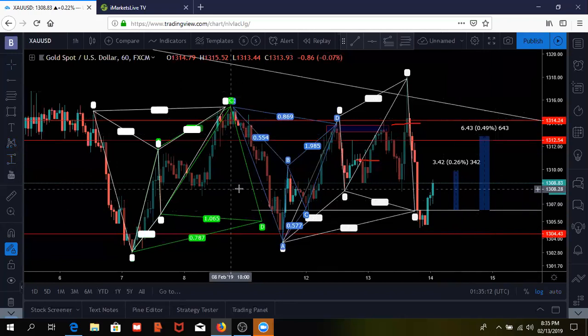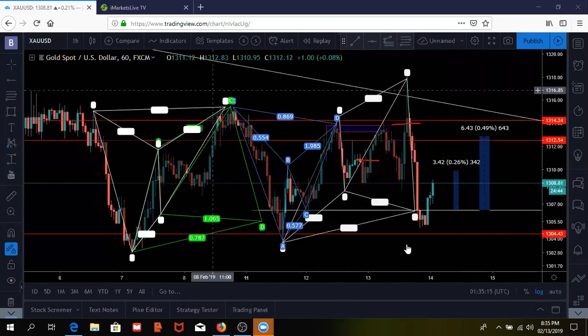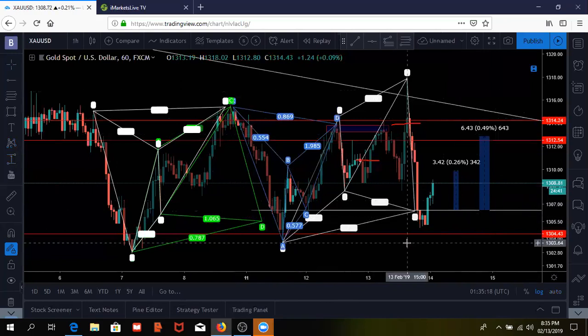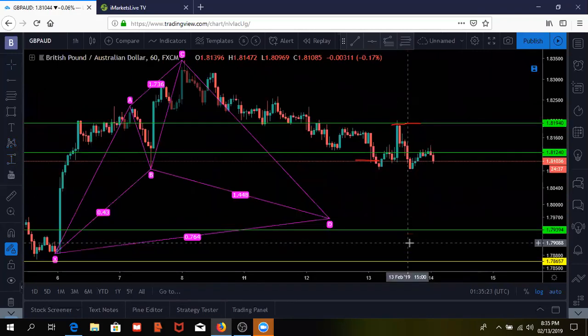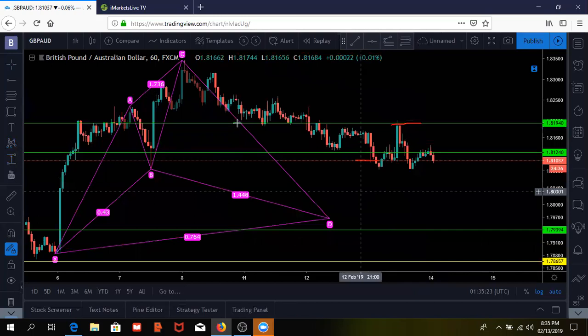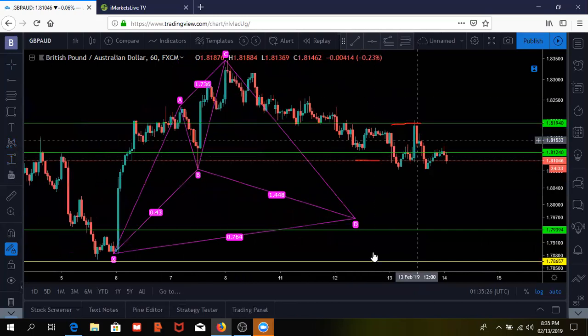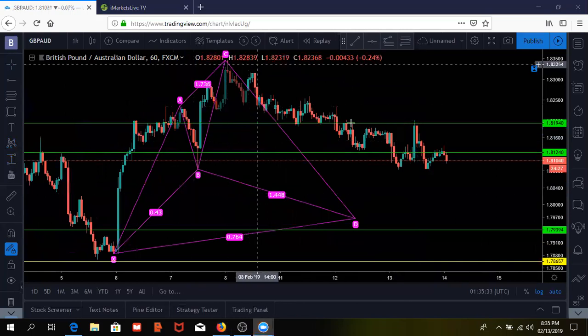Harmonics are pretty lit, bro. So that's what I see on that. GBP AUD, I'm waiting on a trade setup on this. I got this harmonic pattern sitting right here.